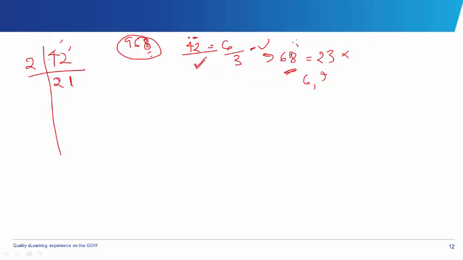Okay, so for now, let's go back to this. We're looking for the factors of 42. 2 into 42 will give us 21. Can 2 divide this? No. But can 3 divide it? 2 plus 1 is 3, so 3 can divide it. 3 into 21 will give us 7. What else can divide this? 7. So 7 divides 7, and I'll have 1. So the factors are 2, 3, and 7.